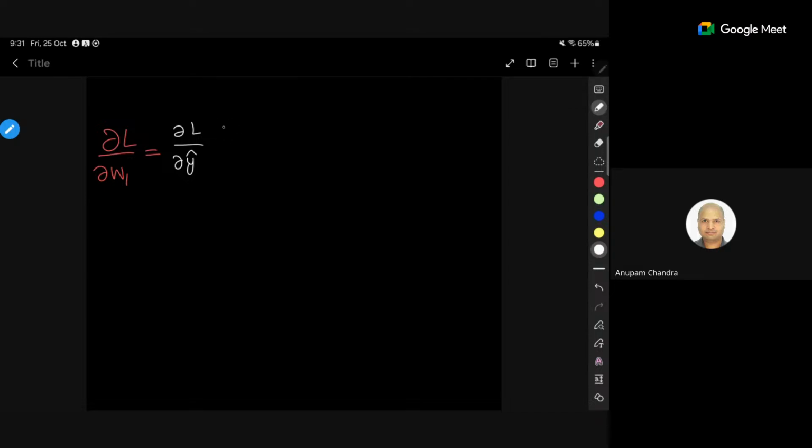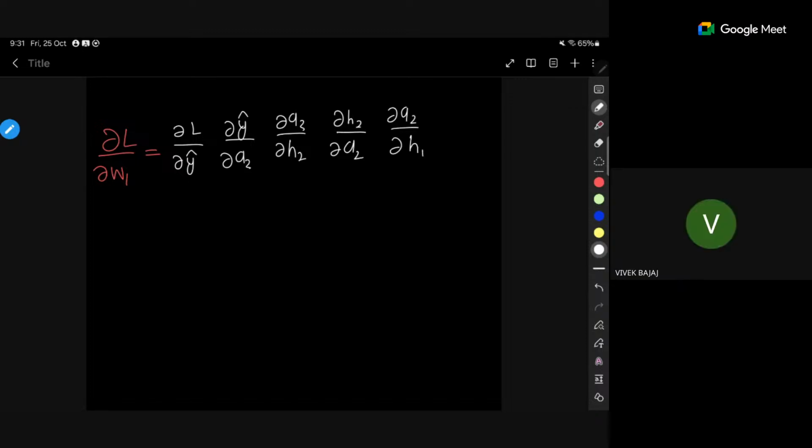So y hat is connected to A3, then A3 is connected to H2, H2 is connected to A2, A2 is connected to H1, H1 is connected to A1, and then A1 is connected to W1. That is the long chain I'll get, and then I'm able to compute this. Y hat minus Y is the first term. A3 with respect to H2 gives W3 transpose, but I have to multiply it in front, right?